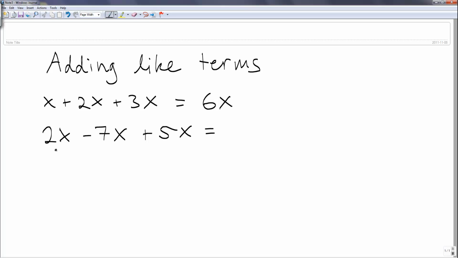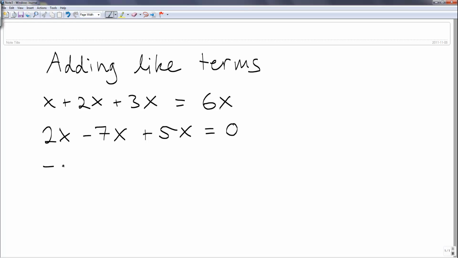How about 2x minus 7x plus 5x? Let's start with these two. 2x minus 7x is minus 5x. Just keep this in mind. Minus 5x and then plus 5x, well, that's 0x, but we're just going to write 0, because 0 times x is 0, so the result is 0.